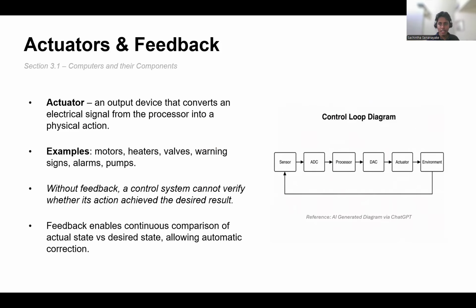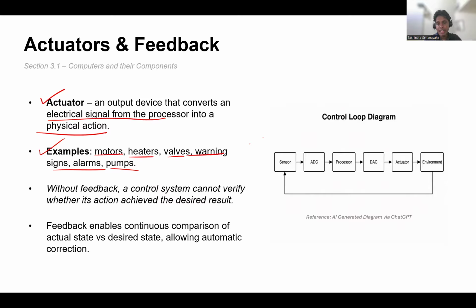Now, to give you a quick recap of actuators. Actuators are output devices that convert electrical signals from the processor into a physical action, right? These are what's used in a control loop to perform changes on the environment. Examples of actuators are motors, heaters, valves, warning signs, alarms, pumps. So anything that can change the external environment.